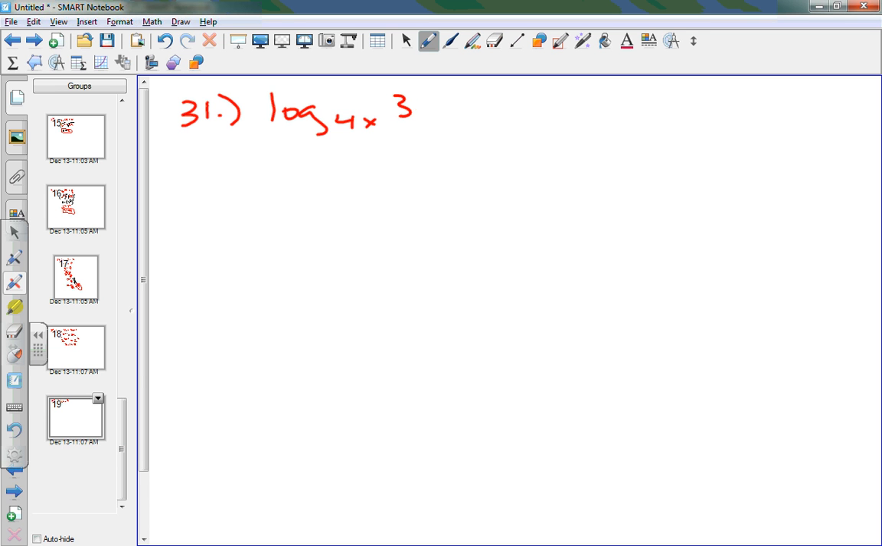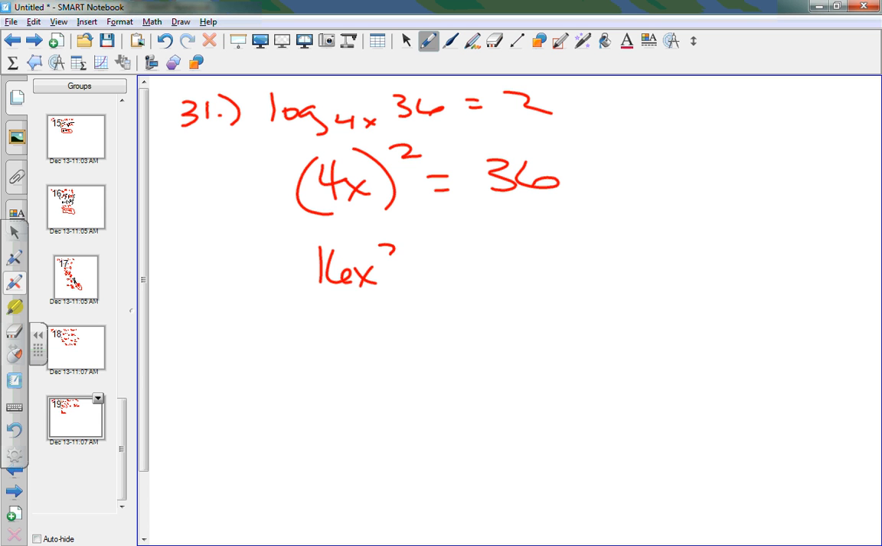Log base 4x of 36 is equal to 2. So how do I write this as an exponential? The quantity of 4x squared is equal to 36, because I have two different bases there. 4 is a base and x is a base. So therefore I have to take both of them to the power of 2. So that gives you 16x squared is equal to 36.